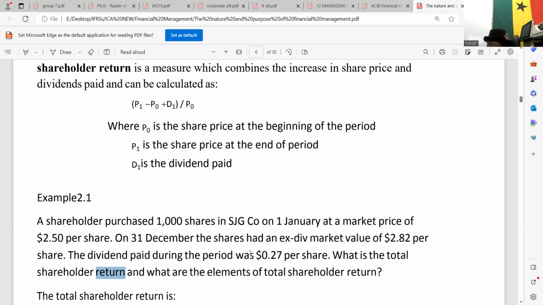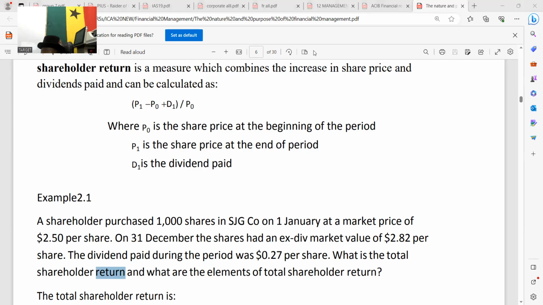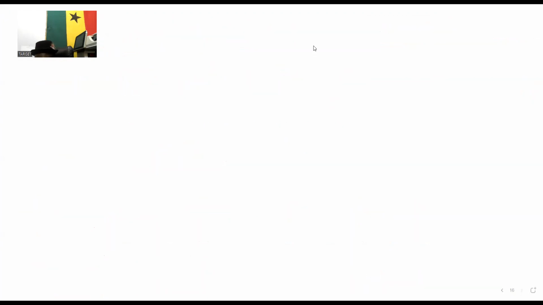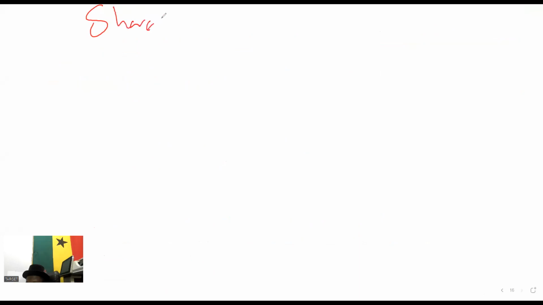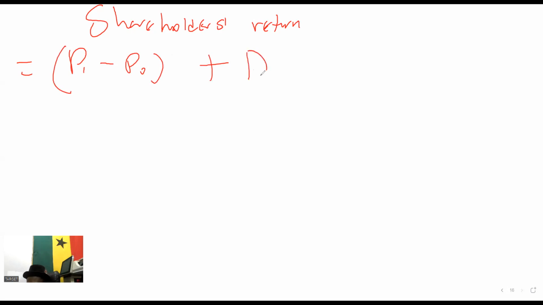Now, to calculate this, what do we do? First of all, we'll code the formula. The more I write, the more I remember. The shareholders' return is current share price minus P0, all plus the level of dividend they paid, divided by the previous price, times 100.